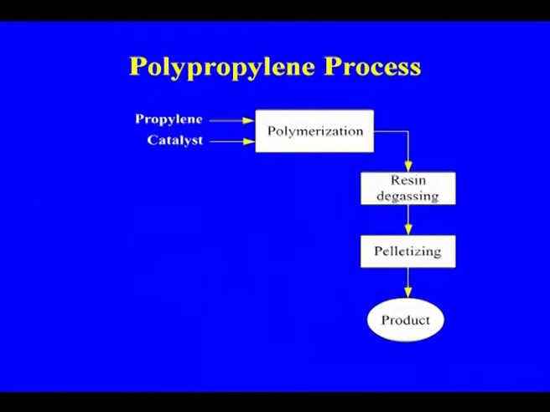So this is the polypropylene process that we are using. The propylene is going to the polymerization, then the flashing, deactivating, pelletizing, and then the products. So this is one of the simplest processes, showing how we are making the polypropylene pellets.